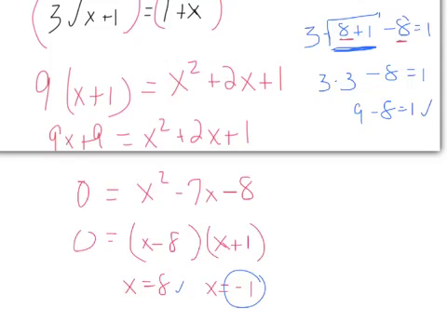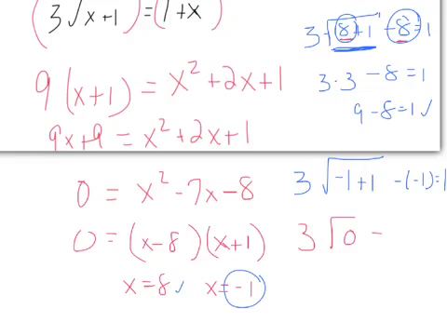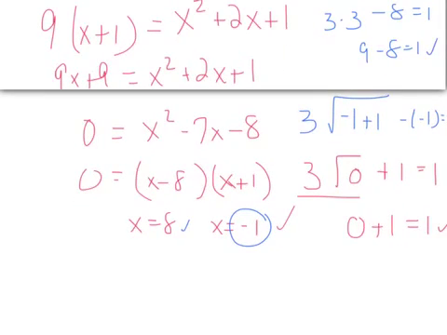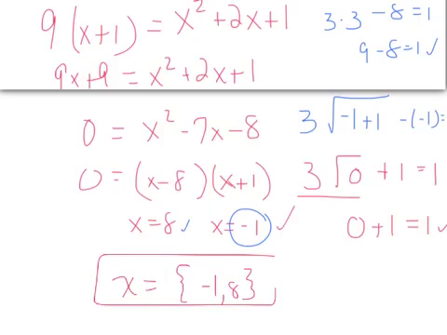And let's check negative 1 now. So we're just going to replace here and here with negative 1. So 3 square root negative 1 plus 1 minus negative 1 equals 1. Let's take a look to see if that's true. This is going to be 3 times the square root of 0 minus a negative 1 is really plus 1 equals 1. So this is going to become 0, right? So 0 plus 1 equals 1. That's true. So this checks out. So our solution set for this problem is x equals brace negative 1 comma 8. There's our solution set for this second example for number 2.